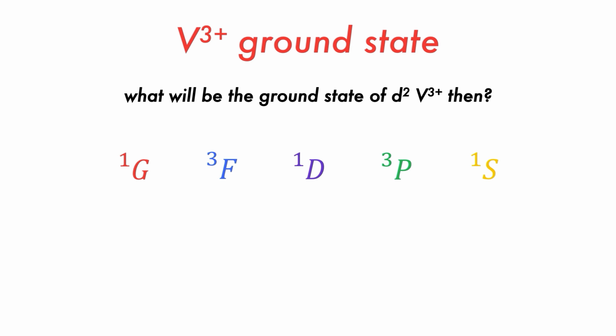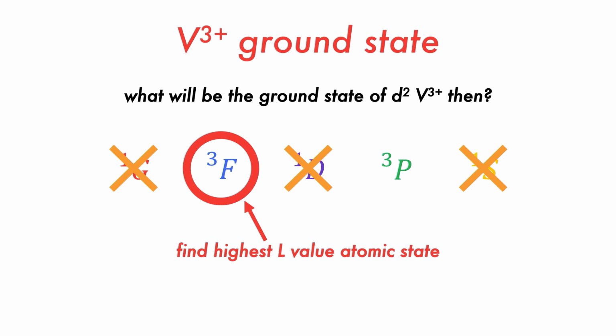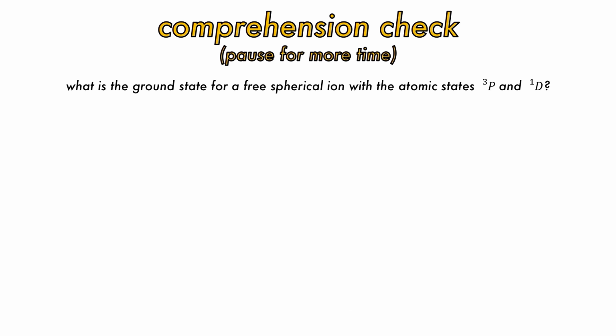To find the ground state of d2 vanadium 3+, we need to apply our rules. First, we eliminate all but the highest multiplicities, leaving us with triplet F and triplet P. Then we determine which atomic state has the higher L value. Since F has an L value of 3 and P has an L value of 1, F will be our ground state. The others will be the vanadium 3+ free ion excited states. Let's check comprehension.